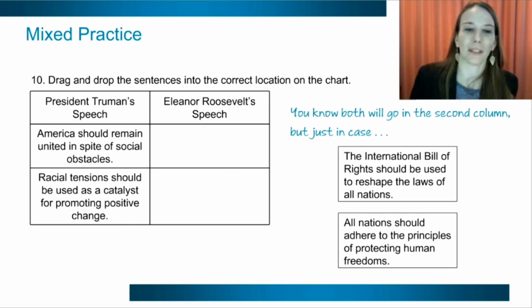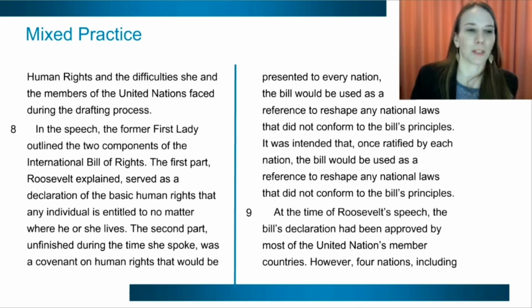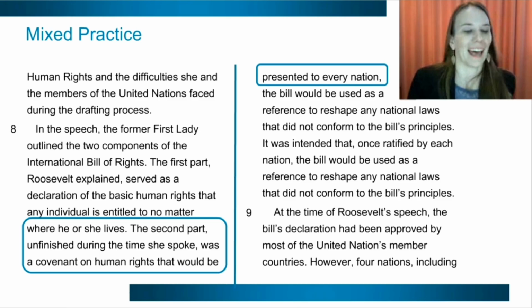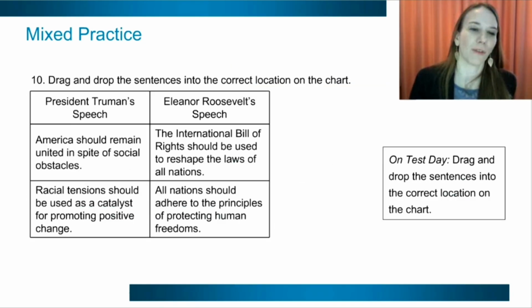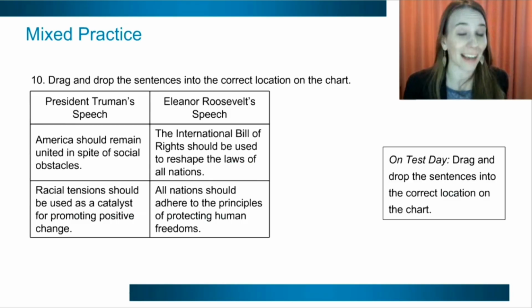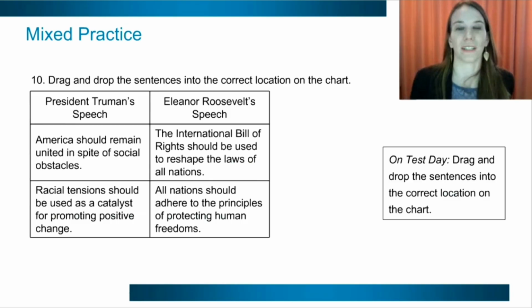So the International Bill of Rights should be used to shape laws, or all nations should adhere to the principles of protecting human freedoms. Let's see which comes first. All right, here is where she says that this should be presented to every nation, and we have the ratification of all of those right here. So the International Bill of Rights, it should be used to shape the laws, and then she mentions all nations should in fact use this in order to come up with a universal understanding of human rights.